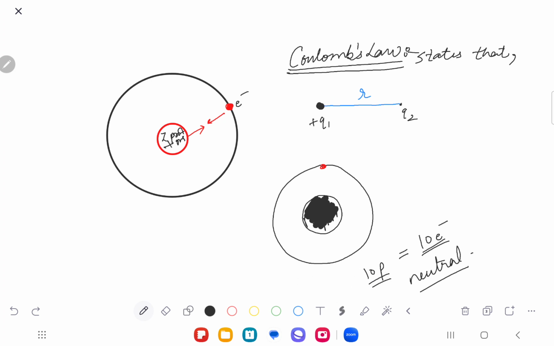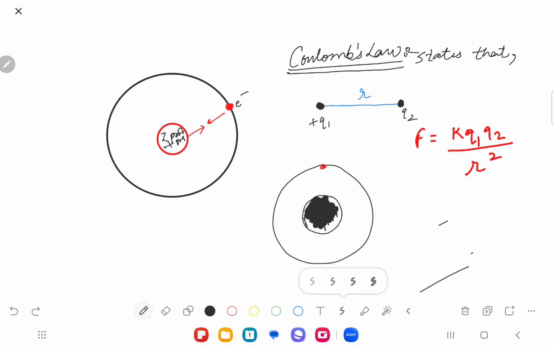You understand my point? If the point charges are close, the force will be more. And if the point charges are far, the force shall be less. Do you understand my point? Okay. So the force is going to be K Q1 Q2 over R square. That means the force is directly proportional to the product of the charges and inversely proportional to the square of the distance between them. Which means what?